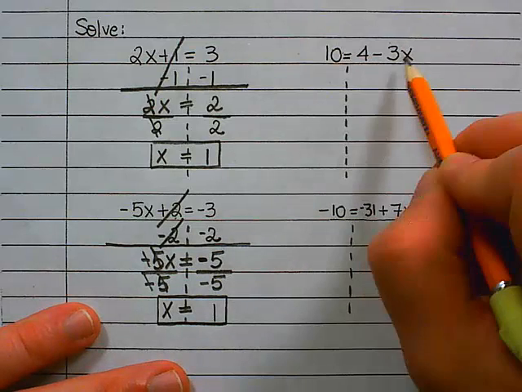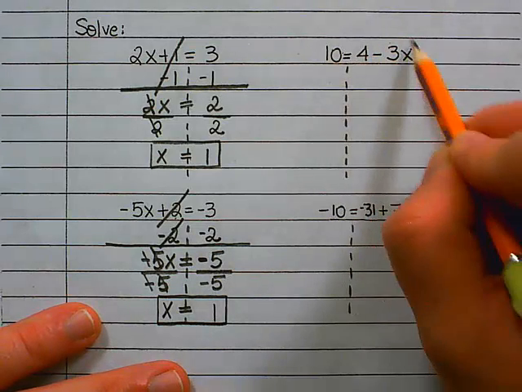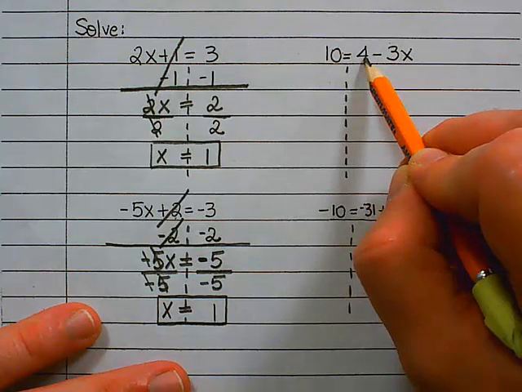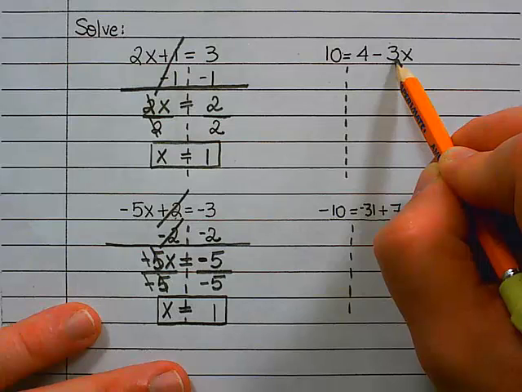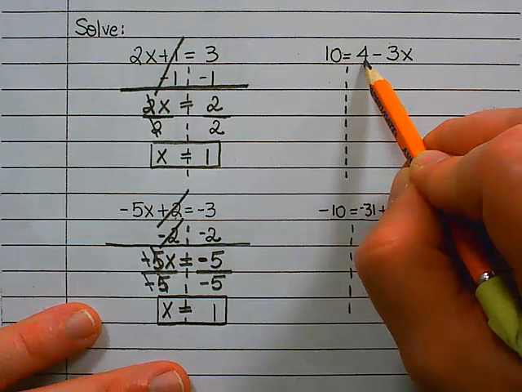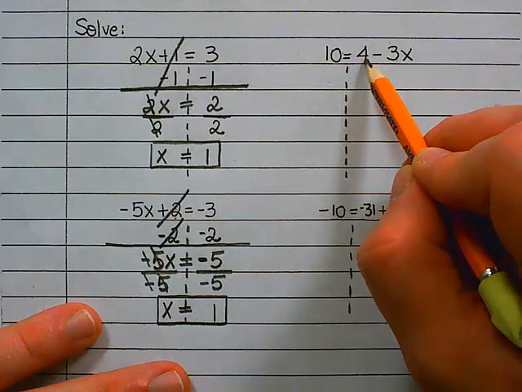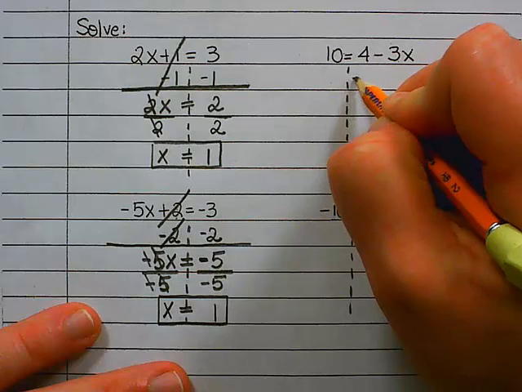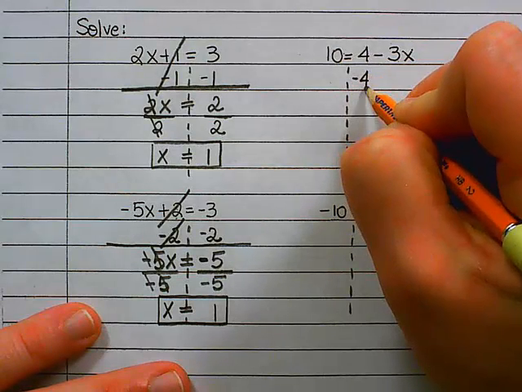So if the x is on this side, let's focus our attention on this side. Our goal is to get the x alone. We have 4 and negative 3. Remember, we always start with the number that is far away from the x. In this case, it's the 4. So how do I get rid of 4? Well, 4 is positive. To get rid of positive 4, we're going to do minus 4.